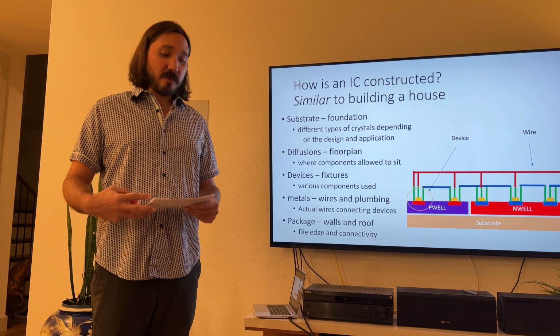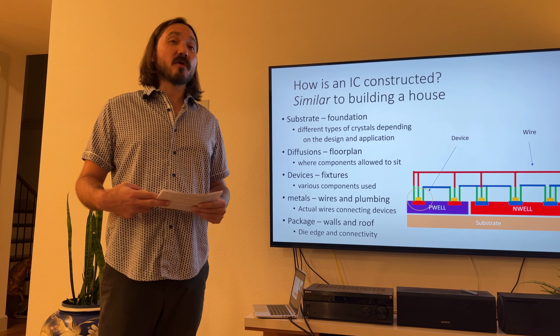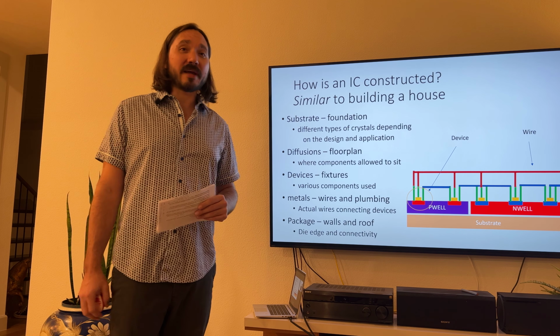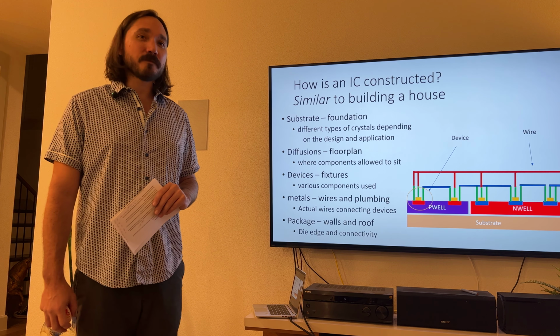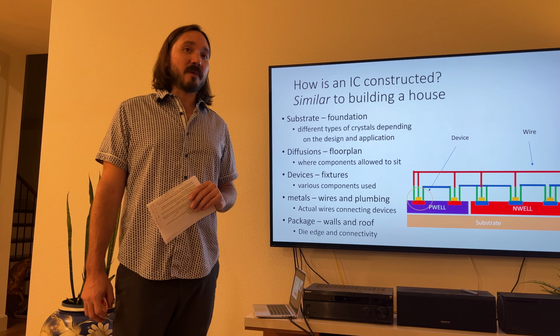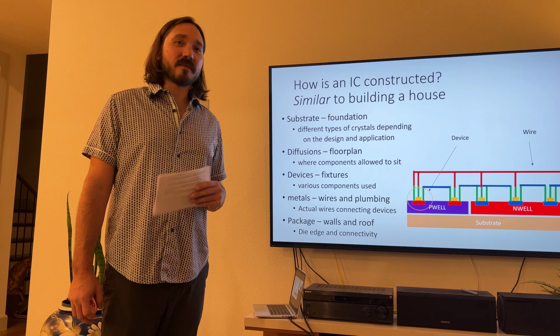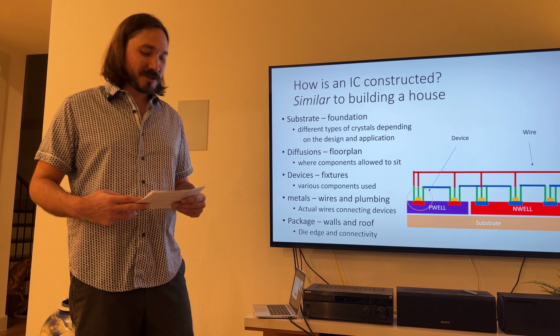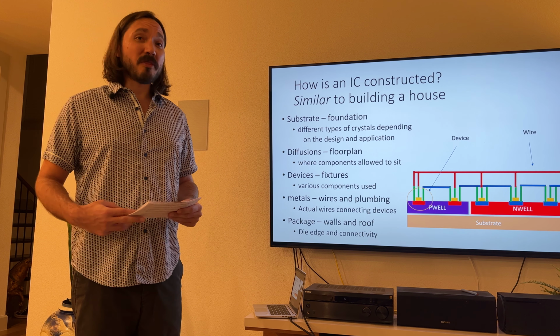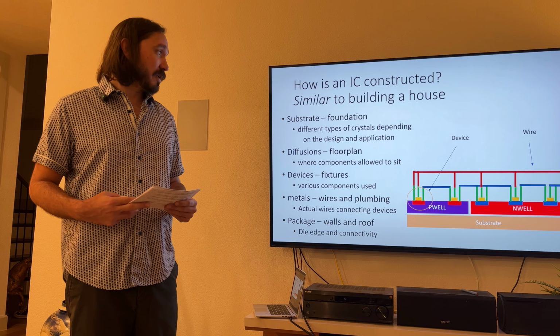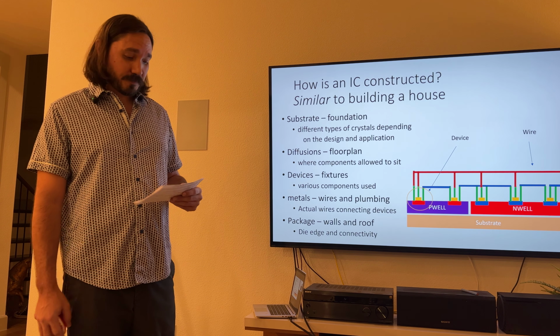Lastly, we have the package. Just like the walls and roof of your home that protect you as a barrier against hail and tornadoes, these serve as a barrier against things in the micro world like electrostatic discharge. Also, they're a vehicle for your chip to sit in, for it to connect to a circuit board to the real world.